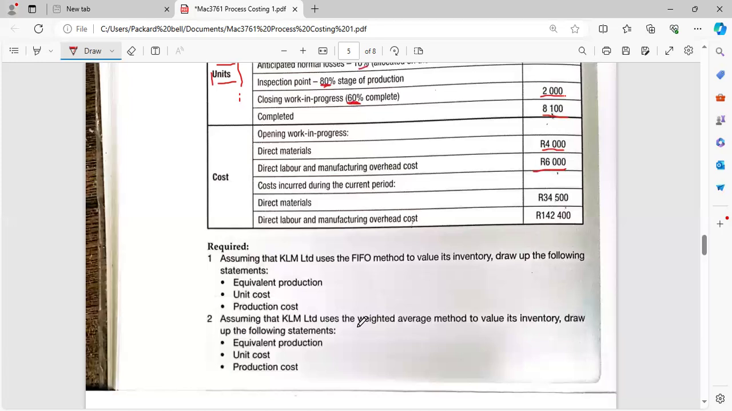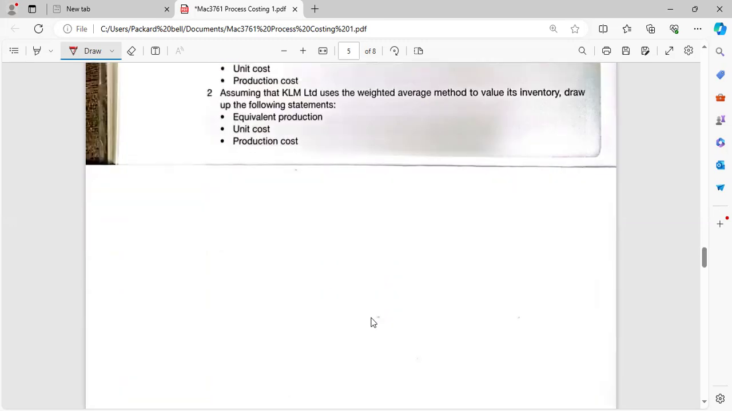They say assume that KLM Limited uses the FIFO method to value its inventory. They use the FIFO method in our first question. Draw up the following statement. The equivalent production. Remember, in the equivalent production, we are going to calculate the number of equivalent units that were produced. But they are using FIFO. So we come here and say equivalent. So that is going to be our one. The equivalent production statement.